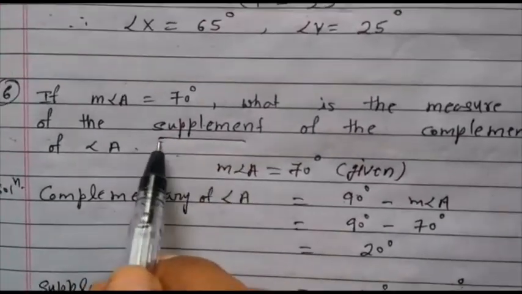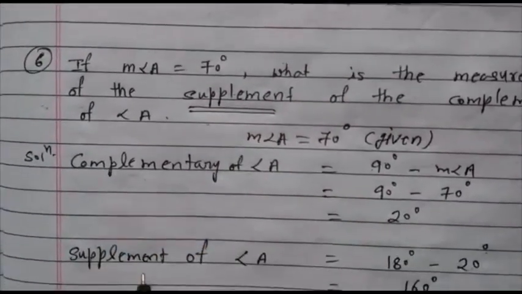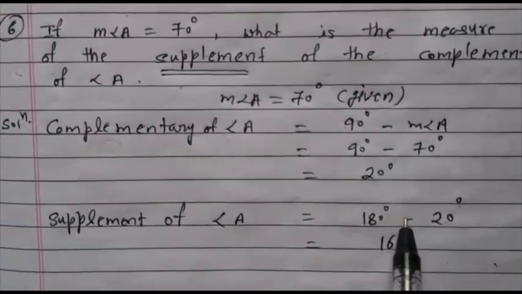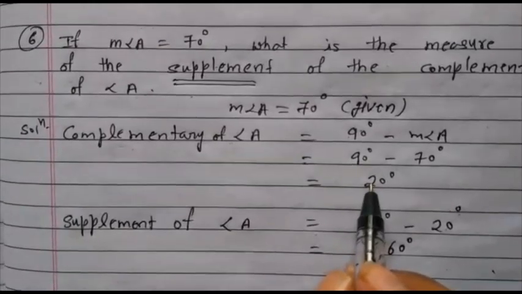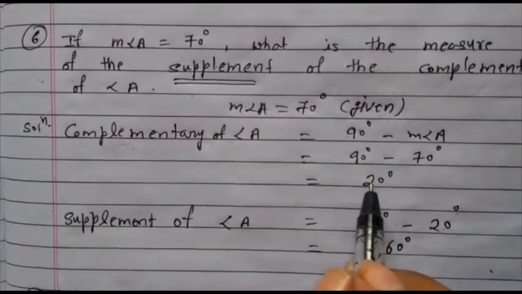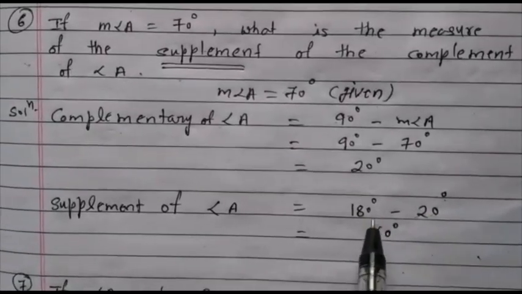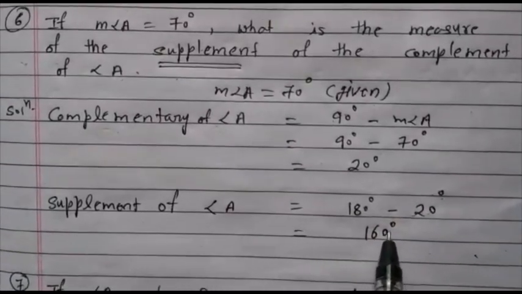Now what is our question? We again find out the supplement. So write: the supplement of angle A is equal to 180 degrees minus the complement of angle A. So the complement of angle A, what we got? 20. Right here, 20. 180 minus 20, that is 160 degrees.